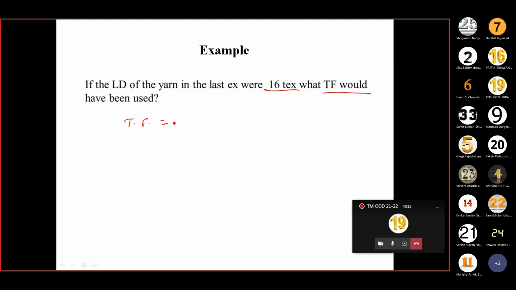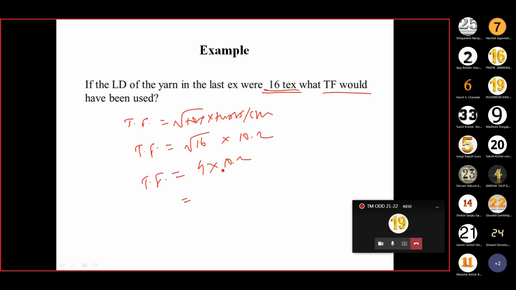Again, twist factor is equal to square root of tex into turns per centimeter. So in the last example, turns per centimeter is 10.2. We have calculated 10.2, right? And linear density, what they told, it is 16. So what twist factor will you use? So we'll calculate the twist factor. This is a very simple example again. Right, it is square root of 16 into 10.2. So how much is the answer? 4 into 10.2, 40.8.